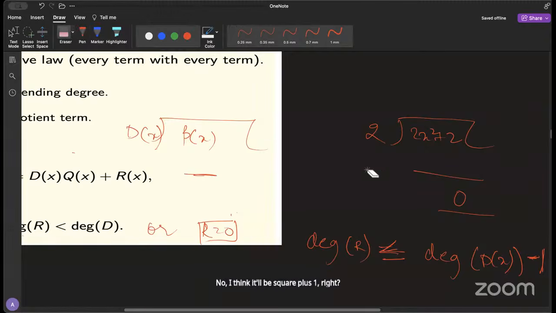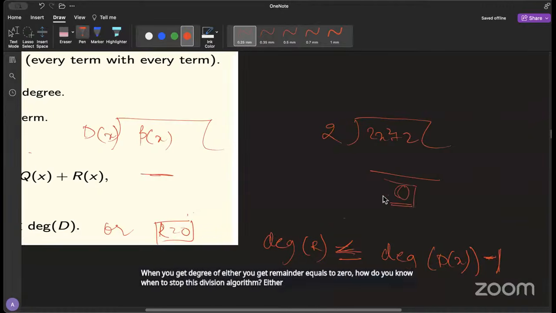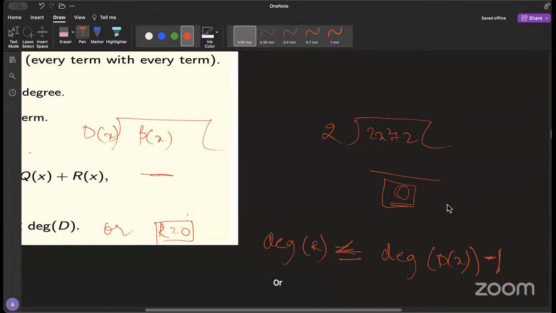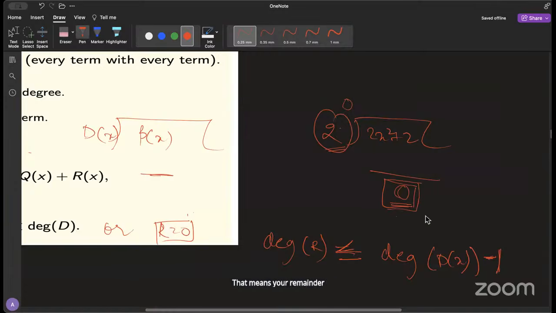That's why I said you stop the division algorithm when you get either remainder equals 0, or the degree of the remainder less than the degree of the divisor. Now the degree of this is already 0, and you can't get any degree less than 0. That means your remainder's degree is not defined, so it has to be 0 only. Do you get it?